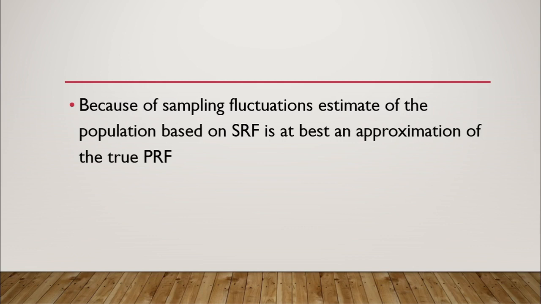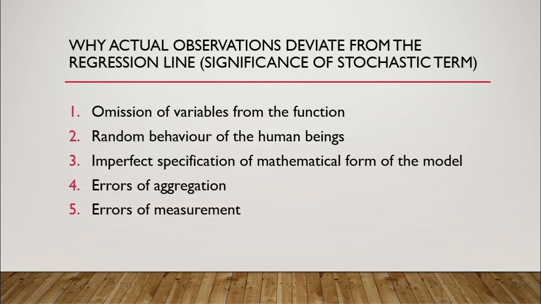So because of sampling fluctuations, the estimate of the population based on the sample regression function is at best an approximation of the true population regression function. So we know that whenever we try to estimate a population regression function on the basis of a sample regression function, there may be sampling fluctuations, and as a result of those sampling fluctuations, the estimate of the population based on the sample regression function will be at best an approximation of the true population regression function.